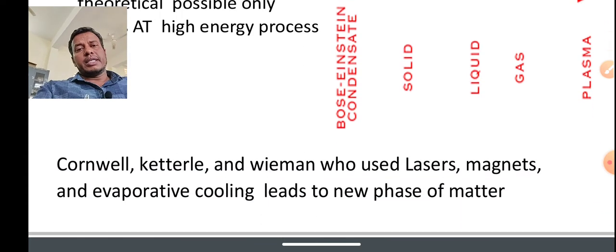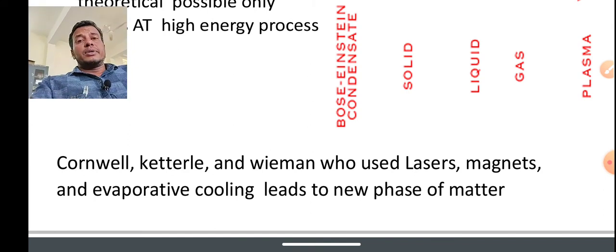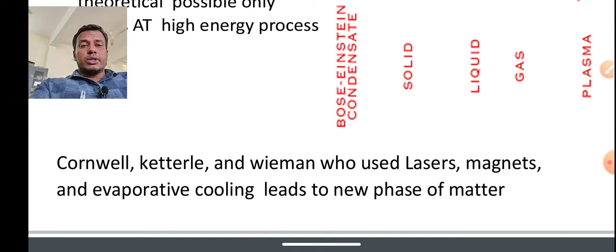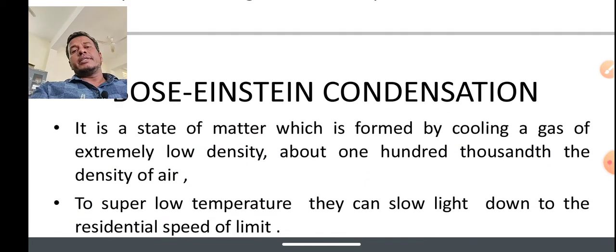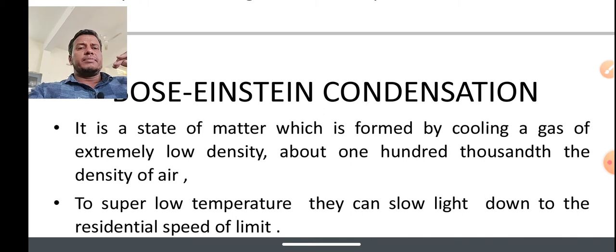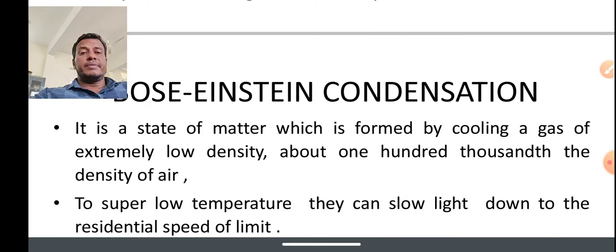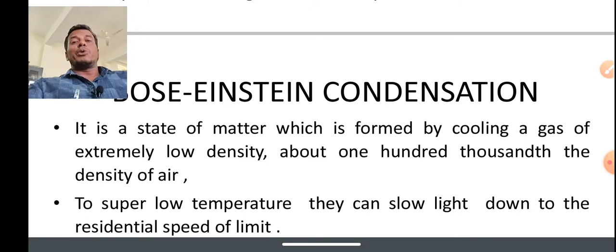This was invented by Cornell, Ketterle and Wieman. At first they did it using lasers, magnets and evaporative cooling, which led to a new phase of matter, Bose-Einstein condensation. So, what is Bose-Einstein condensation? It is the state of matter formed by cooling a gas to extremely low density, about one hundred thousandth of the density of air, at super low temperature. Super low means the lowest temperature, just near 0 degrees Kelvin.